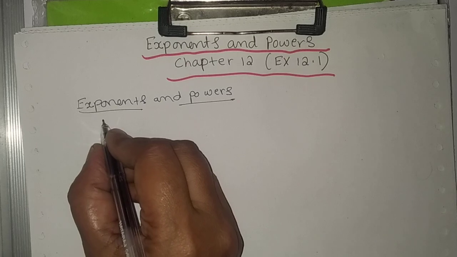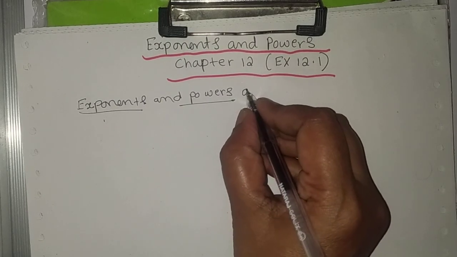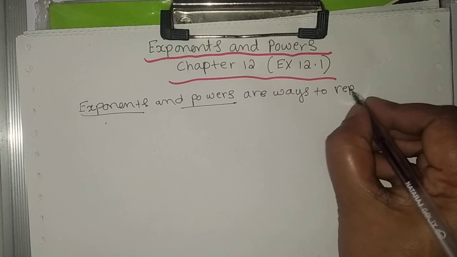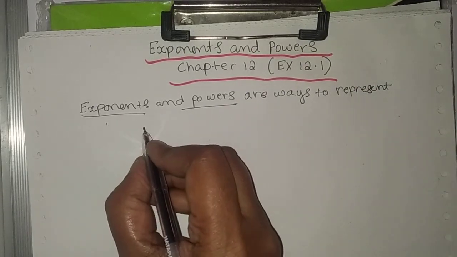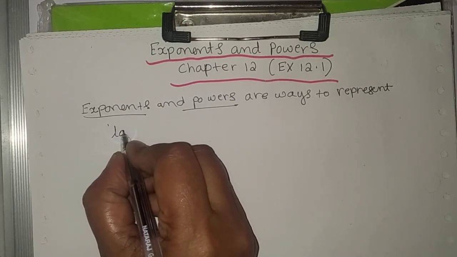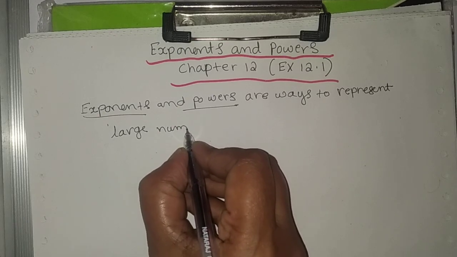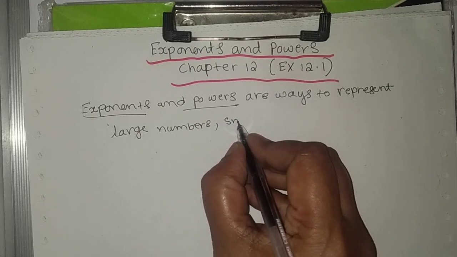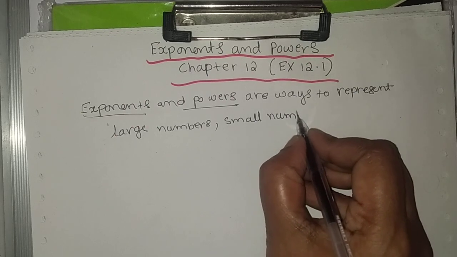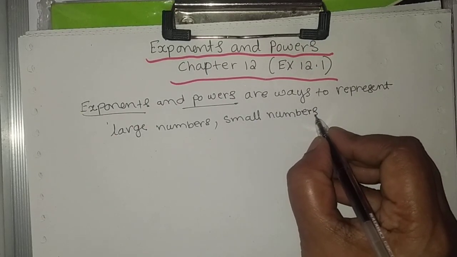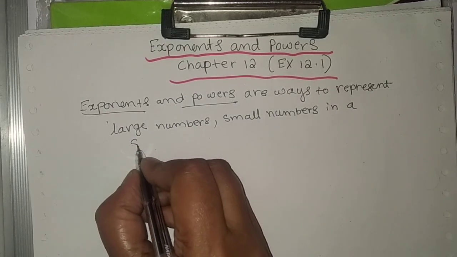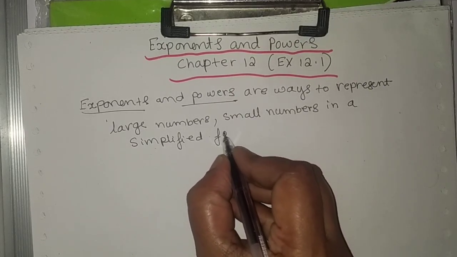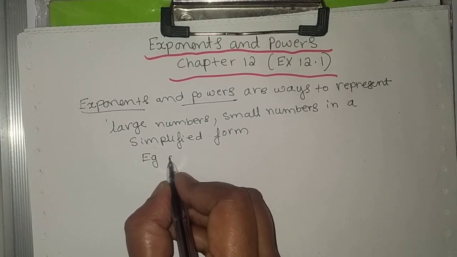So exponents and powers are ways to represent large or big numbers, small numbers, in a simplified form. For example, I'll just take an example.